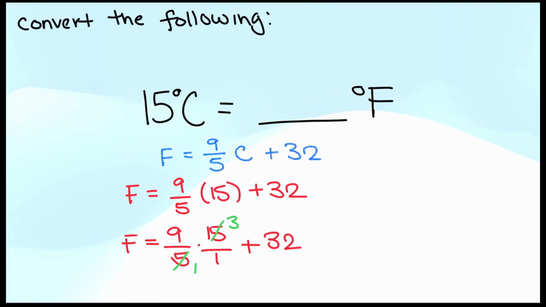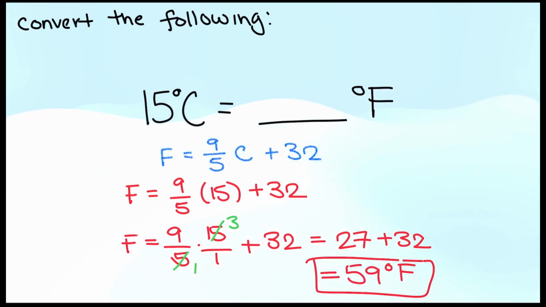I notice that the 5 and the 15 have a common factor of 5. 5 divided by 5 is 1. 15 divided by 5 is 3. And then I can just multiply straight across. 9 times 3 is 27. And then over 1. So 27 over 1 is 27. Plus 32, that is 59. So 15 degrees Celsius is the same as 59 degrees Fahrenheit.